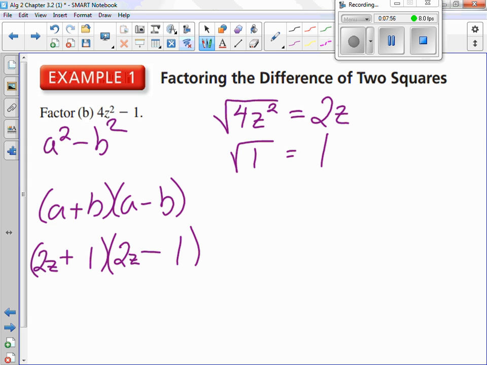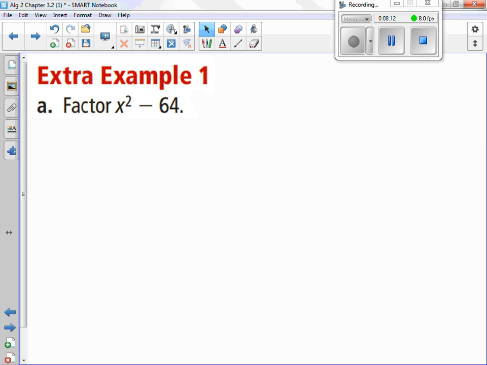Any questions on this here? Any questions on anything we've done so far? We good with this here? Why don't y'all give this one a try, and then I'll give you a few minutes here.